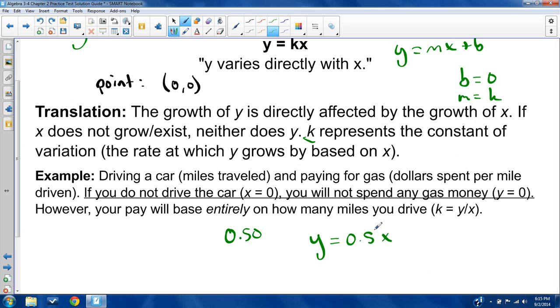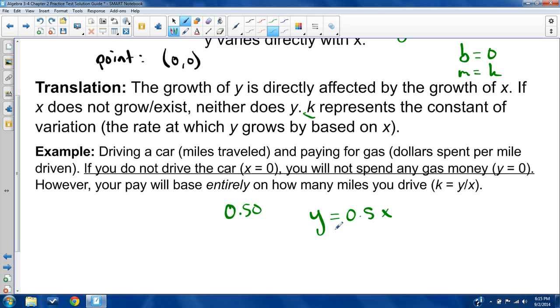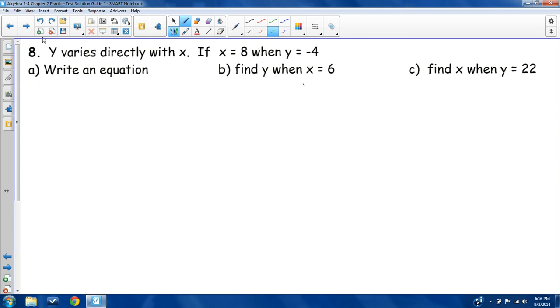There's a rate right there, right? It kind of makes sense. So all that means is if you drive 10 miles, how much money do you pay? Well, you pay 50 cents times 10 miles. That equals $5. So that's the whole rate idea. So let's do some problems with that.